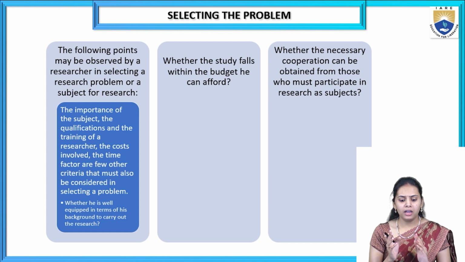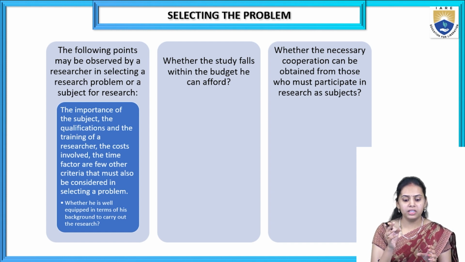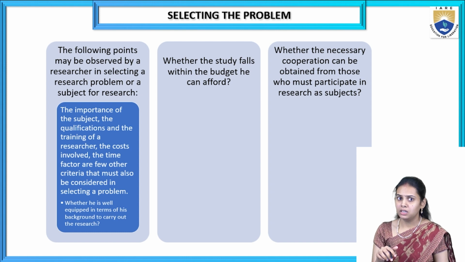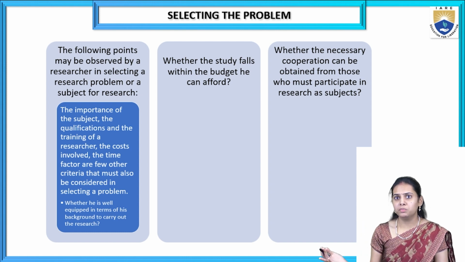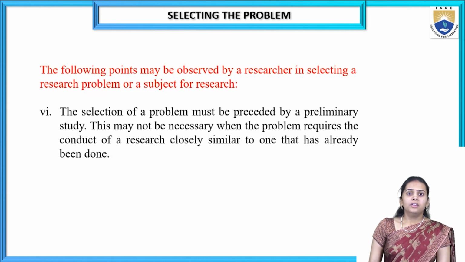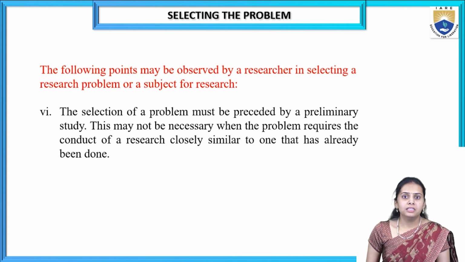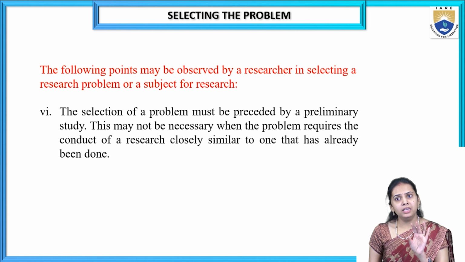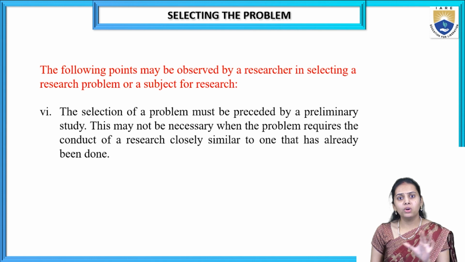Whether he is well equipped in terms of his background to carry out the research. First, before confirming the research problem, we used to think about it, and then we will go ahead for further research. And the following points are also observed by a researcher in selecting a research problem. And the final one is that the selection of the problem must be preceded by a preliminary study, because the literature study covers it.